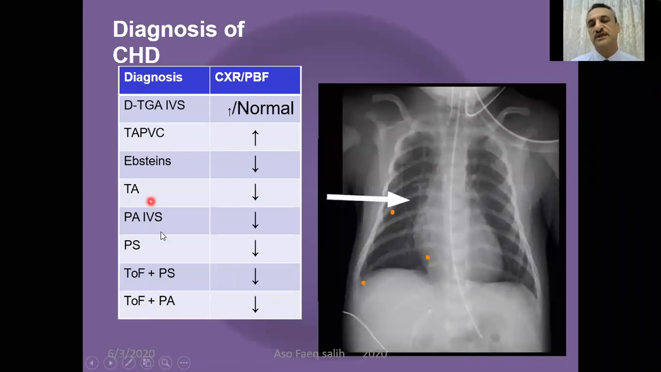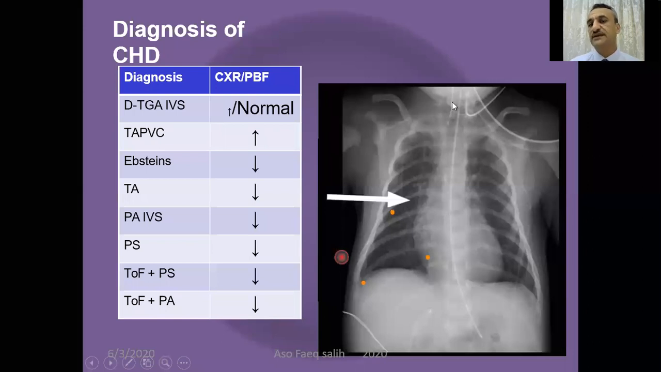Ebstein, tricuspid atresia, pulmonary atresia with intact ventricular septum, PS (pulmonary stenosis), tetralogy of Fallot, pulmonary atresia, all these are decreased. Total anomalous pulmonary venous return is not. It looks like a snowman. So they will have more flow.